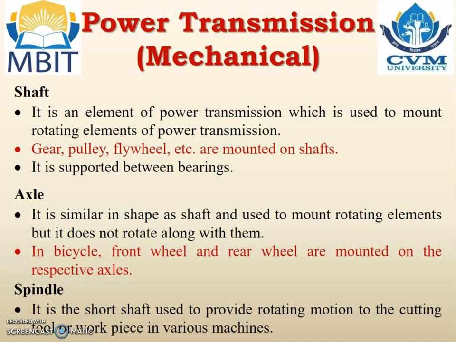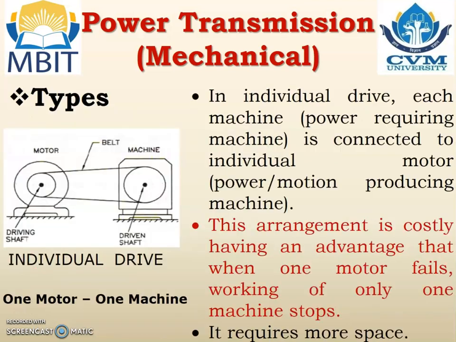Spindle is a short shaft used to provide rotating motion to the cutting tool or workpiece in various machines. So if we are going to use a drilling machine or different machines, we require a short shaft to mount the cutting tool or to mount the workpiece, and that short shaft is known as the spindle. So these are another three elements of power transmission: shaft, axle and spindle.